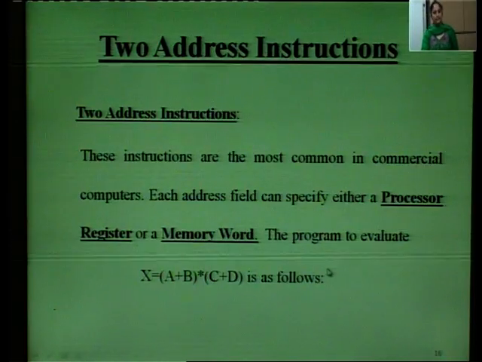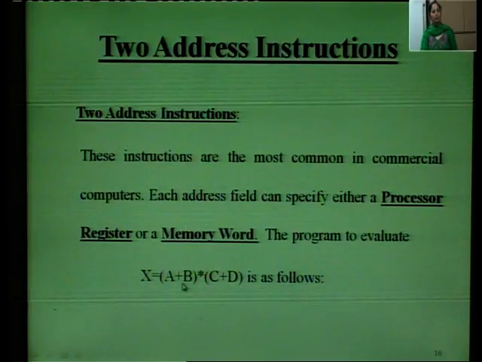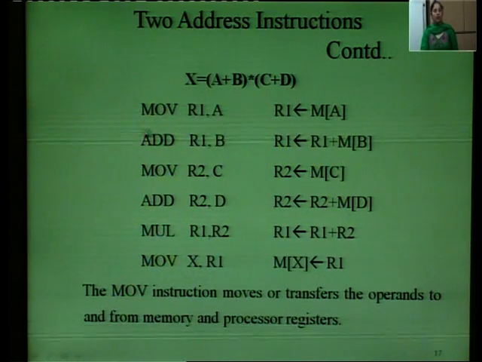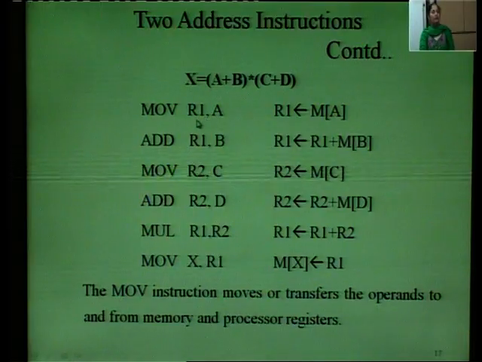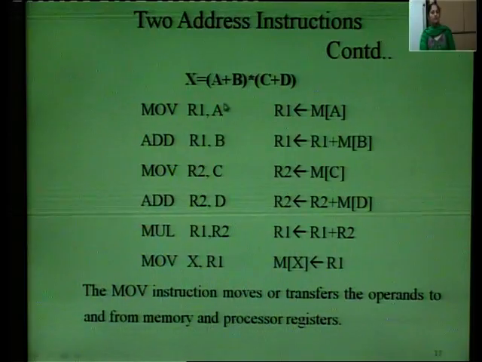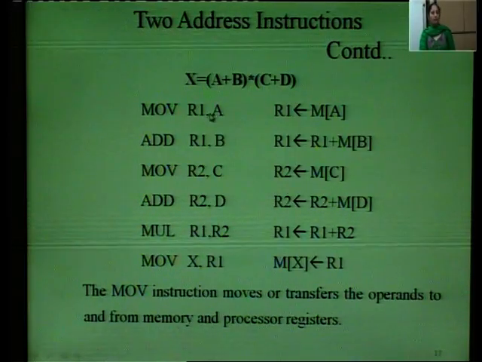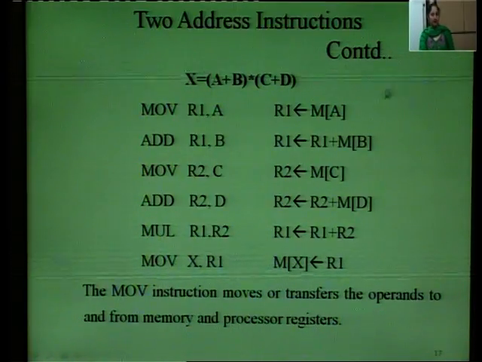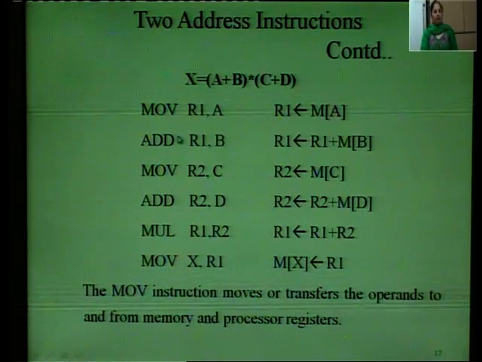In the 2 address instruction, the program for X equals (A plus B) into (C plus D) is as follows. First of all, this is a 2 address instruction, so we can use only 2 addresses, one is the operand and one is the address where the instruction is stored. Here A is stored: move, first of all A is moved into the R1 register like that, and then B is added in the R1 register.